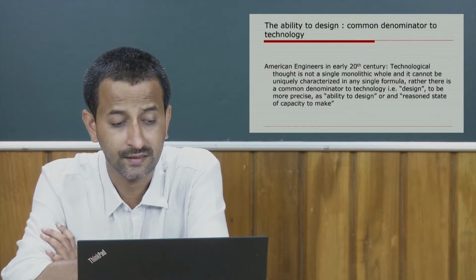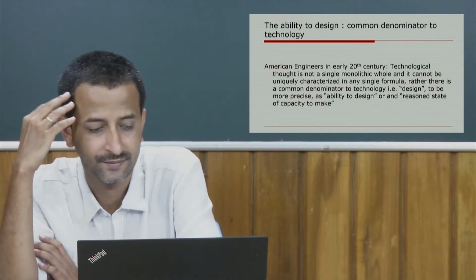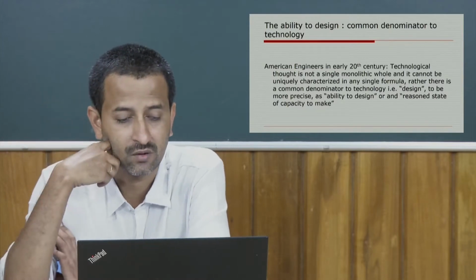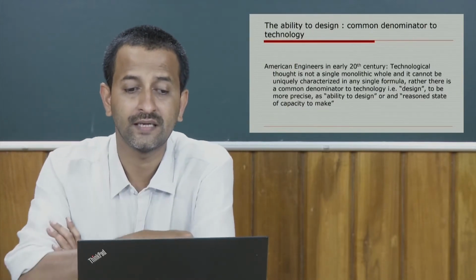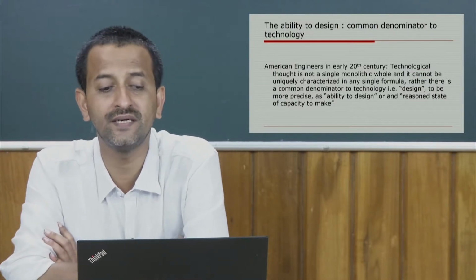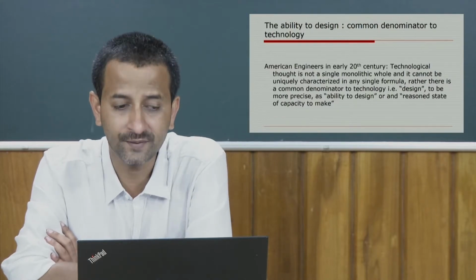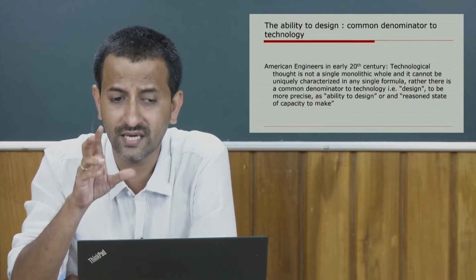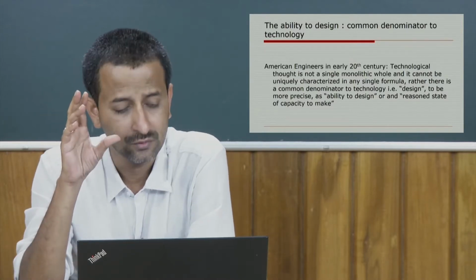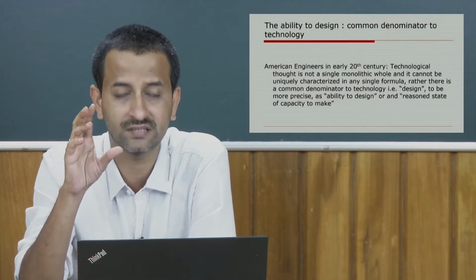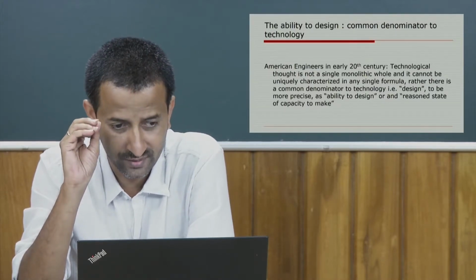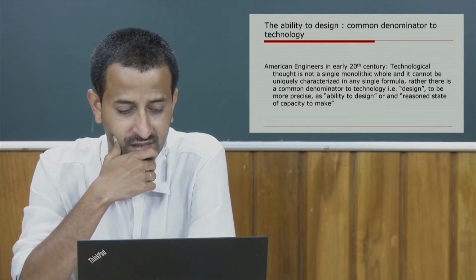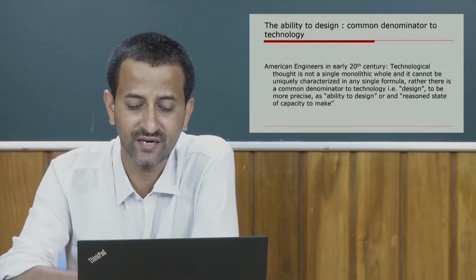Okay. Then we need not assume here that technological thought is a single monolithic whole or entity, or that it can be uniquely characterized in any single formula. Rather, there is a common denominator to technology, that is design to be more precise, or ability to design, or recent state of capacity to make. Yet it does have characteristics which differentiate it from science.